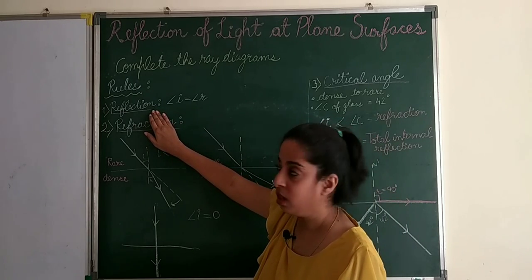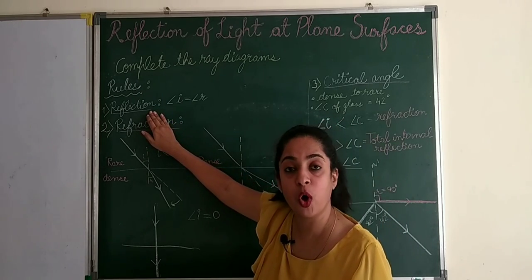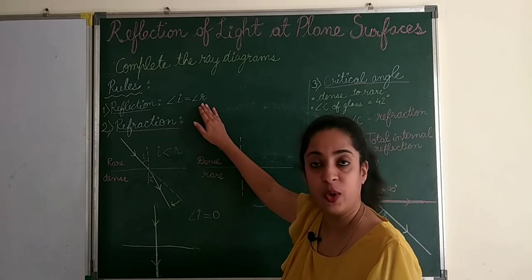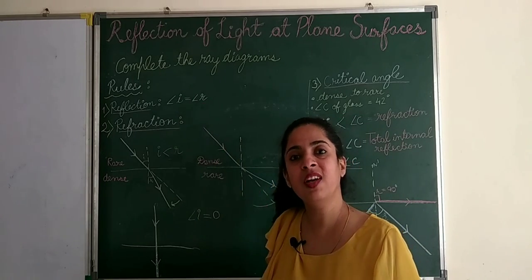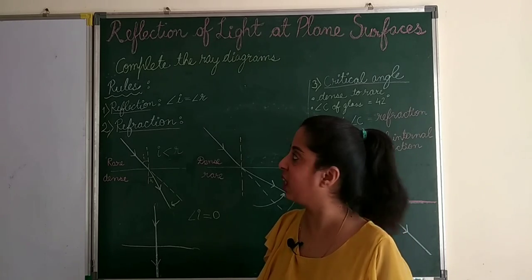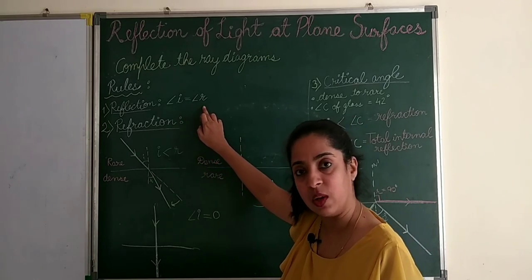Now rule number 1, reflection. We will follow the law of reflection, that is angle of incidence is equal to angle of reflection whenever a ray is in one medium. So in the same medium, if it is reflecting, we will follow angle of incidence is equal to angle of reflection.